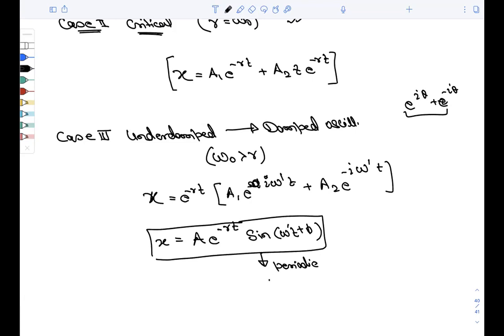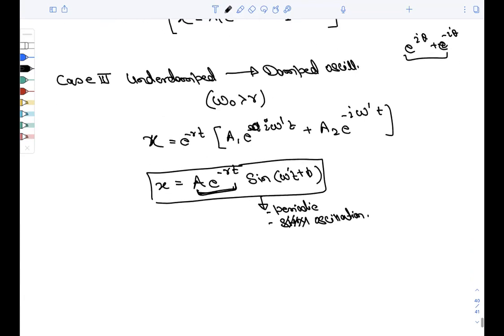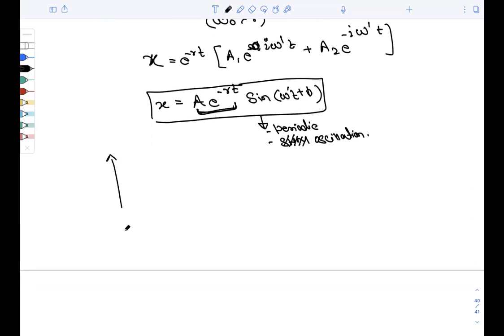This will be your oscillation, not SHM, sorry. The oscillation will occur in the amplitude, but it will decay with time. This will decay the oscillation. Always remember this. So if you make the graph, it looks something like this.